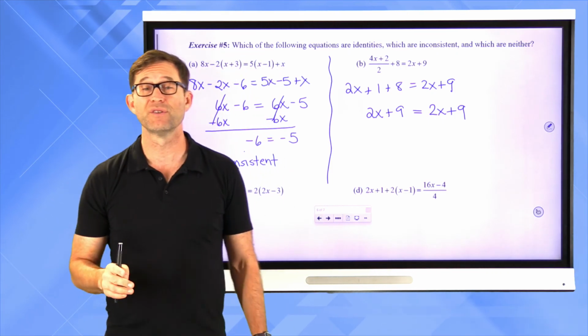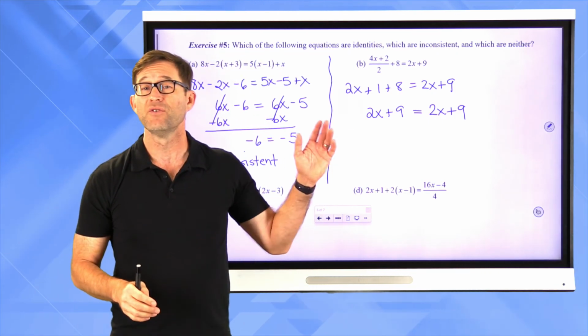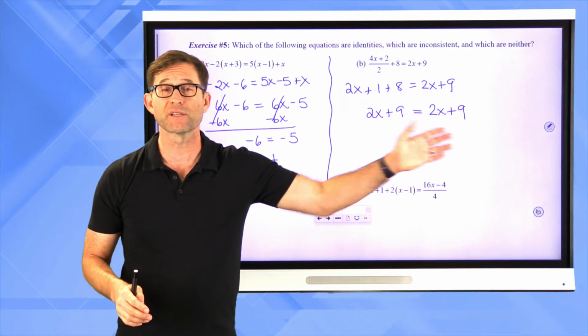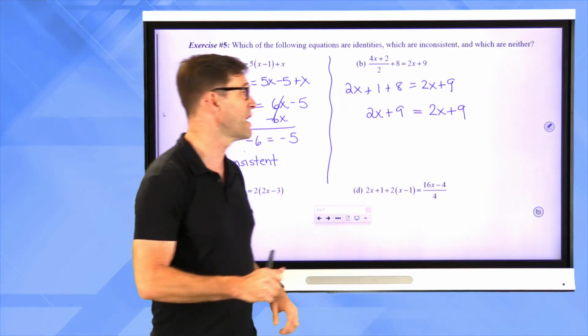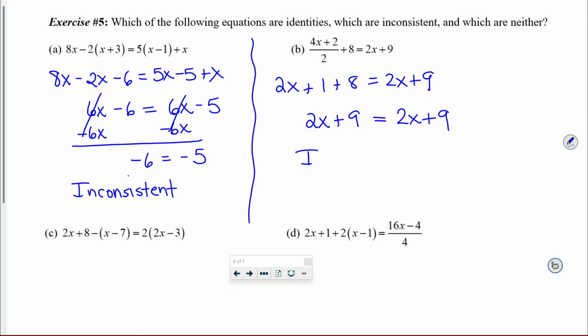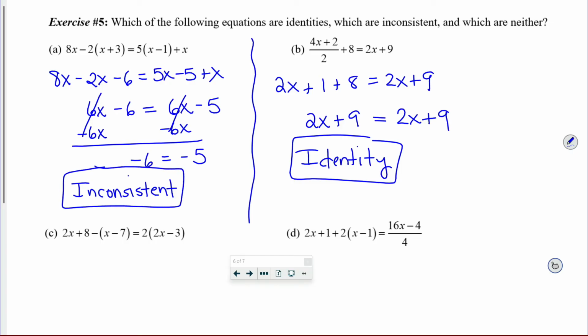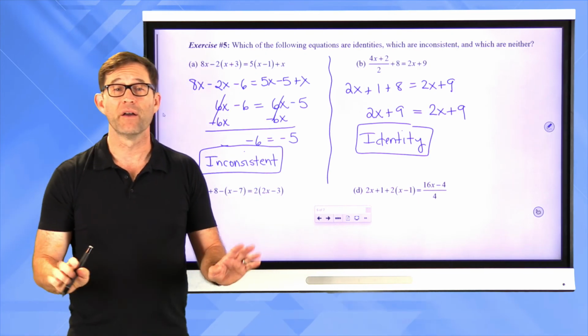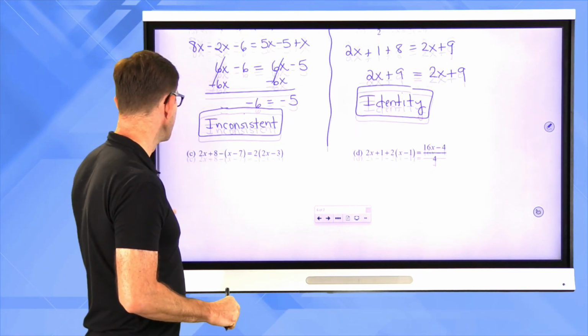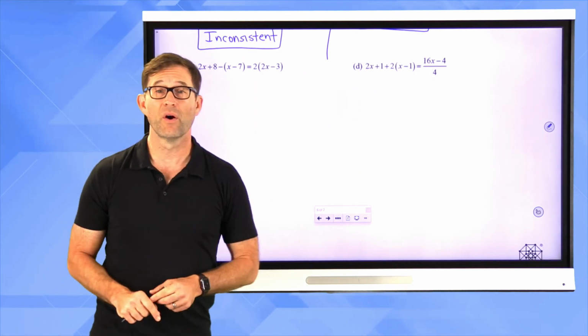All right, I mean, there's just nothing more I can do on this. 2x plus 9 is going to be equal to 2x plus 9 for every value of x that's out there, and therefore this is an identity. All right, every value of x is going to work. Let's take a look at letter C. Why don't you go ahead and play around with that one?